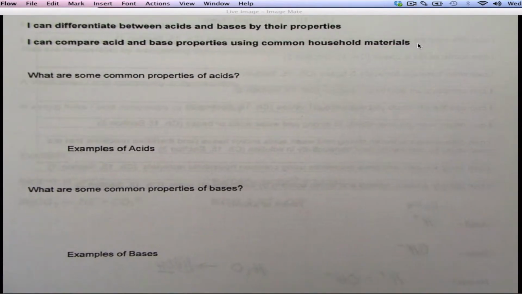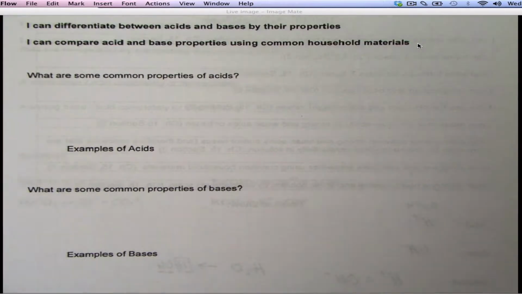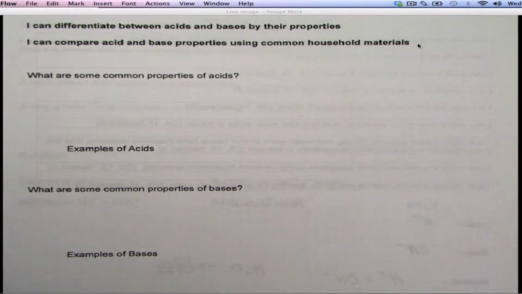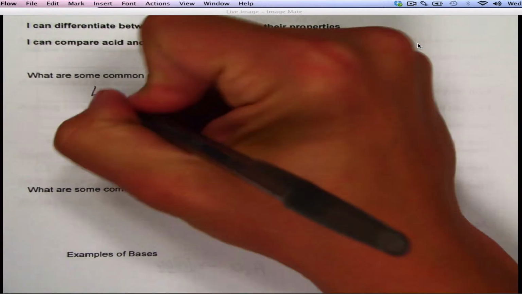Now we're talking about properties of acids and bases. Acids and bases have some properties that are a little bit different from each other, and some are the same. For example, what's the same between them? Well, what's similar is that they both conduct electricity.